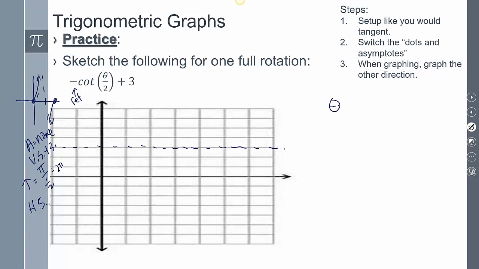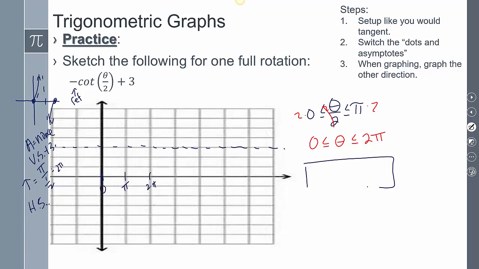So now I take this theta over 2, and I put that between 0 and pi. Now solving for this, I need to multiply everything by 2. So times 2, times 2, times 2. And so I get 0 is less than or equal to theta, which is less than or equal to 2 pi. So I have 0, I have pi, I have 2 pi.